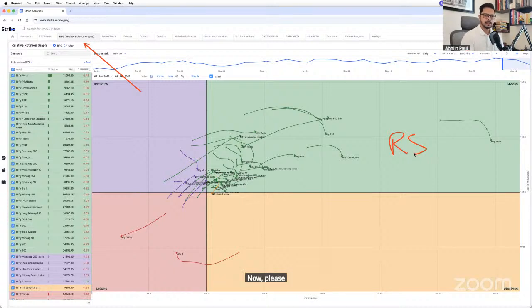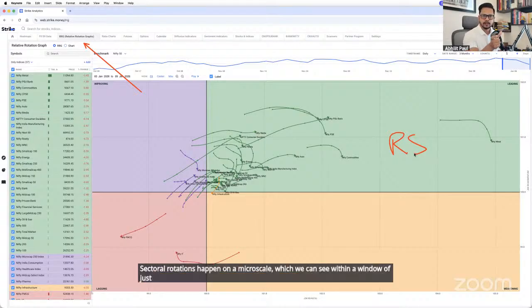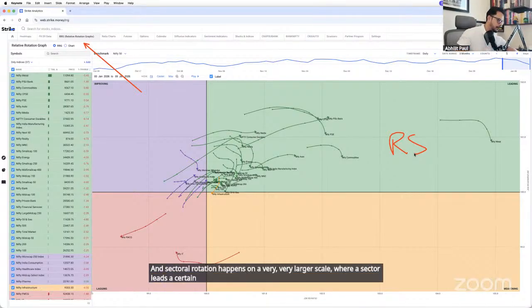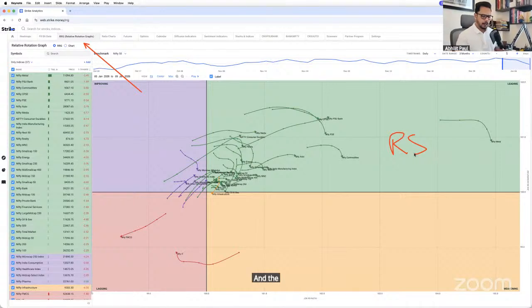Now, please understand, all outperforming sectors top out at some point of time, and every underperforming sector bottoms out at some point of time, and that is called sectoral rotation. Sectoral rotations happen on a micro scale, which we can see within a window of just 5 to 10 days. And sectoral rotation happens on a very, very larger scale, where a sector leads a certain bull market and the other sectors top out and bottom out.